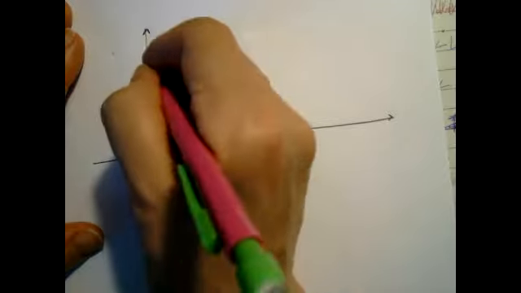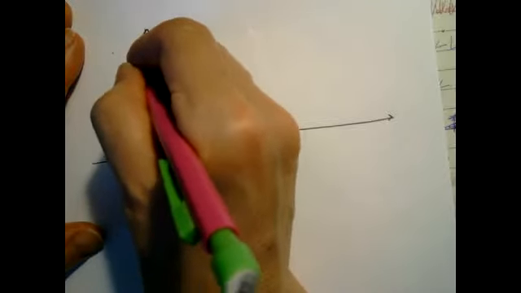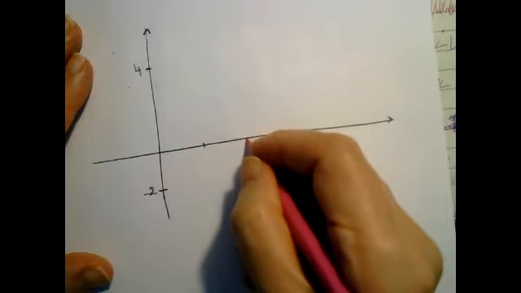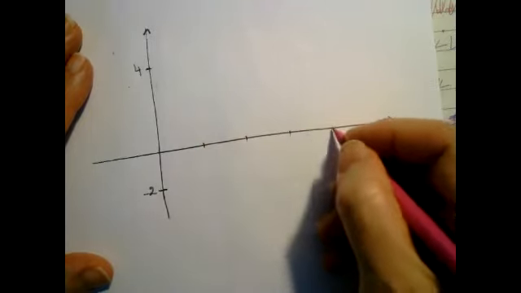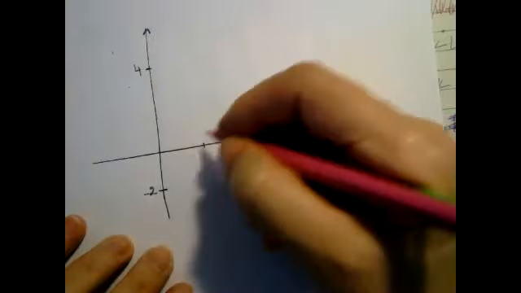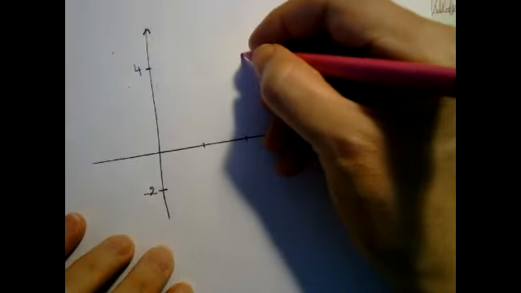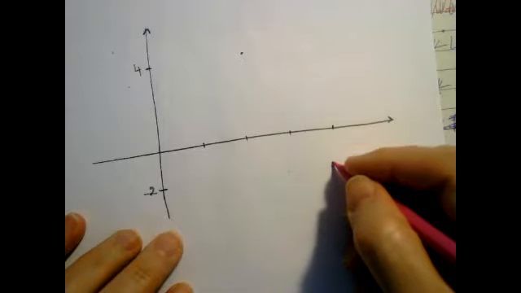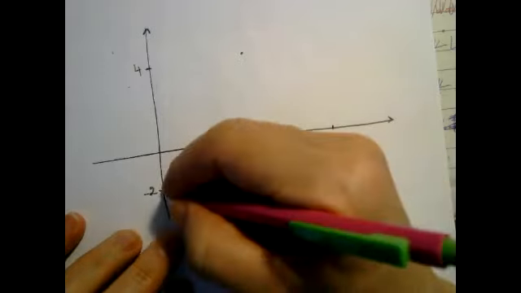-2, that's a 4, and that's a pi over 2, pi, 2 pi, okay? And I want it to be here, and I want it to be here. Okay, so that's my graph.